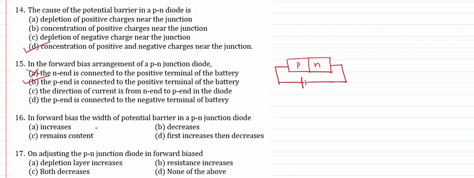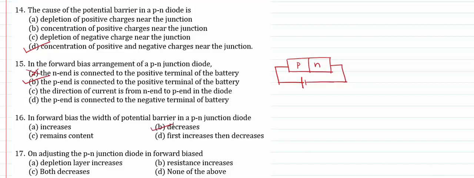In forward bias, the width of potential barrier in a PN junction diode increases, decreases, remains constant, first increases and then decreases. So now in forward bias, there will be flow of current. So charges move towards the junction, few diffuses, so the barrier goes on decreasing. 16th, so potential barrier decreases.